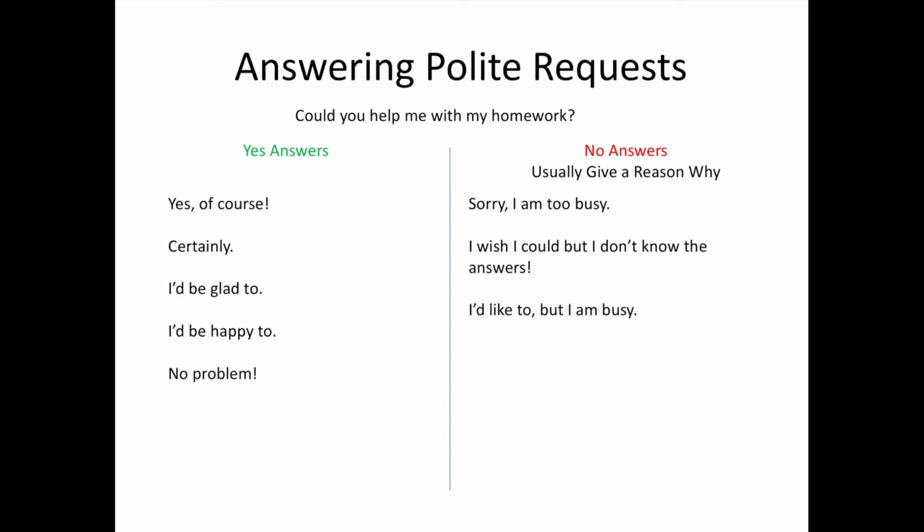To answer polite requests, we have a few different ways. Of course, we always want to be as polite as possible. For a yes answer, you can say, yes, of course, or certainly, I'd be glad to, I'd be happy to, no problem. For a no answer, you usually want to give the reason why. For example, sorry, I'm too busy, or I wish I could, but I don't know the answers. Also, I'd like to, but I'm busy.